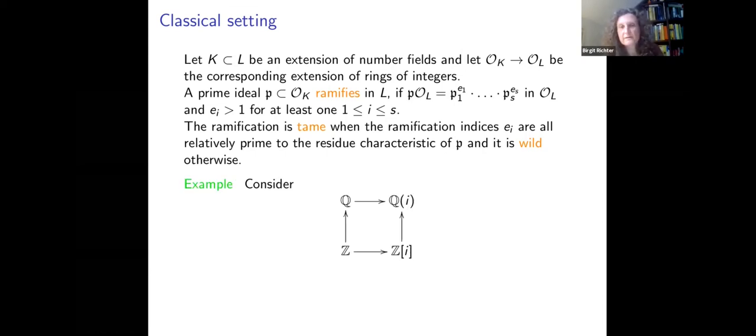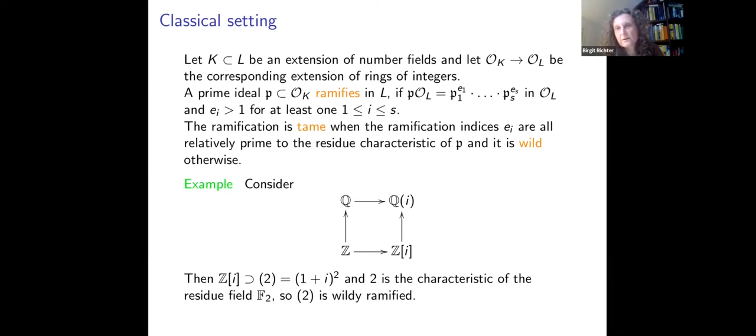My favorite example is probably the easiest one. You take the rationals, you join the square root of -1, and then the corresponding extension of rings of integers is just the integers mapping to the Gaussian integers. An extension that we know from early on, and this looks pretty innocent, but this is actually bad in the sense that the ramification is wild, because 2 is (1 plus i) times (1 minus i). So up to a unit, it's (1 plus i) squared. So the prime ideal (2) is a square of the prime ideal (1 plus i), and 2 happens to be the characteristic of the residue field Z mod 2. So the prime ideal (2) is wildly ramified. This is a prototypical example.